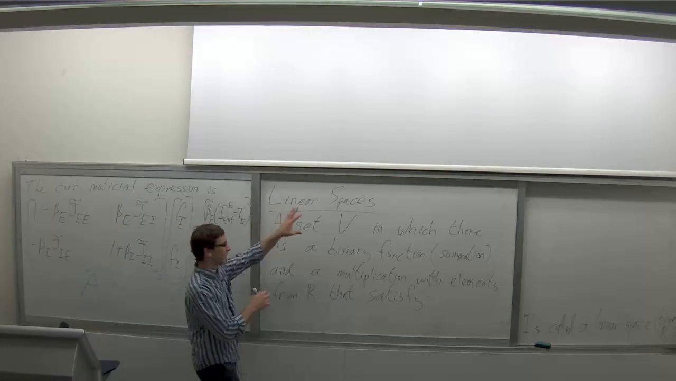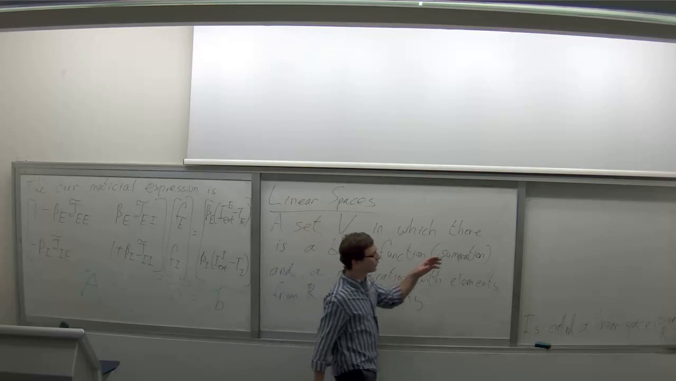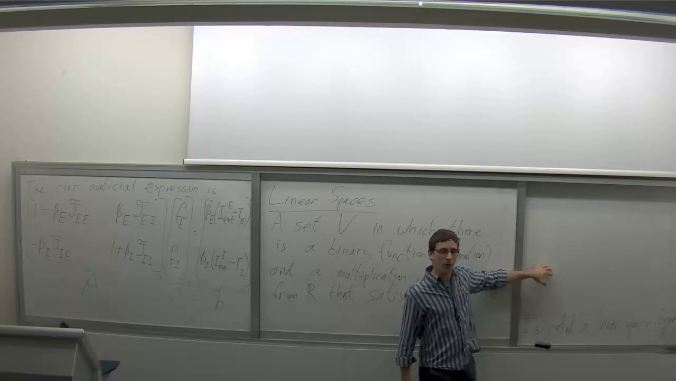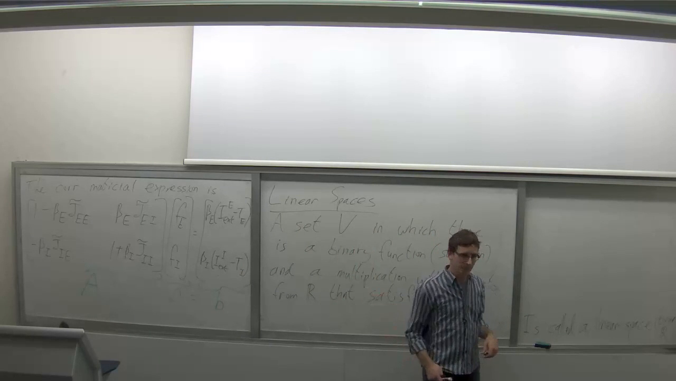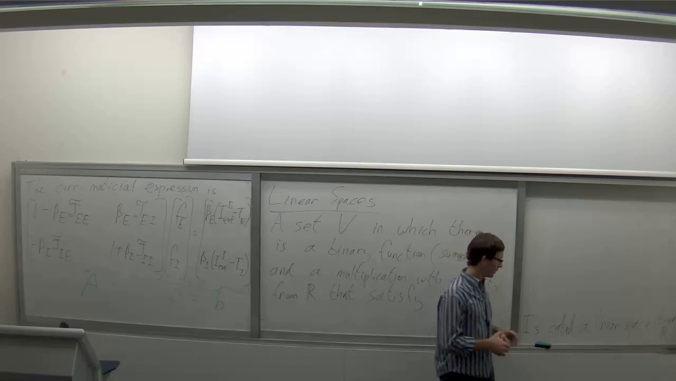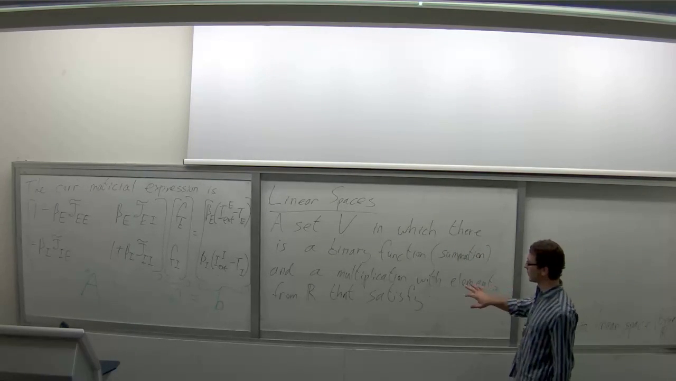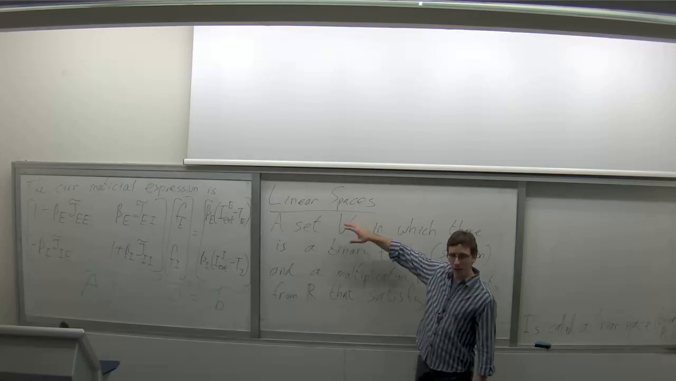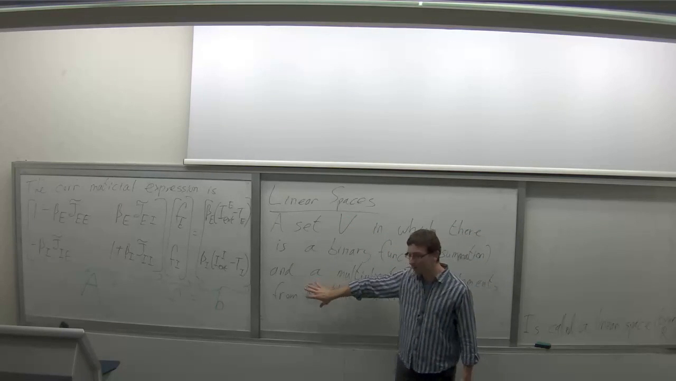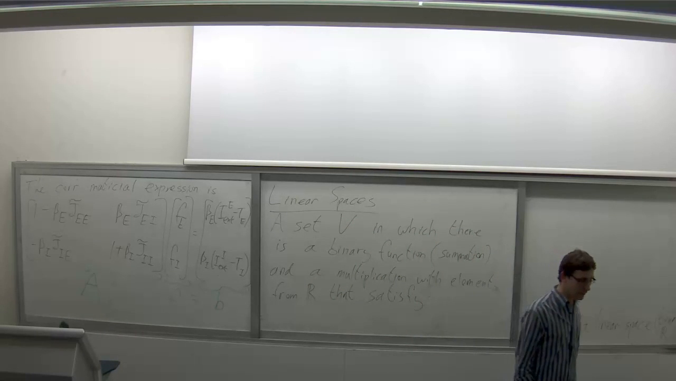So I have a set, I have two operations defined, and now I'm going to list you a set of rules that if all are obeyed, then I call this set together with the operations a linear space over R. Okay, so what is a multiplication with elements from R? It means for every element in V, and for every alpha in R, I know what is alpha V. There's some function that tells me what is alpha V. Okay?